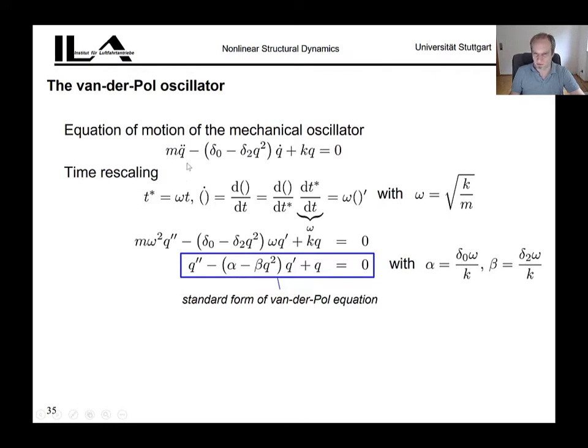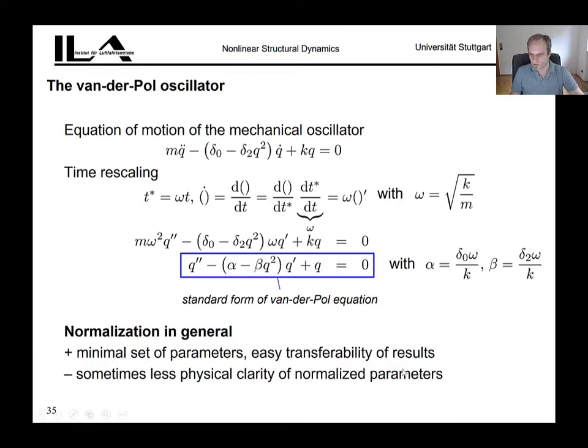Time normalization can here simply be done by using the natural frequency of this underlying conservative linear spring mass oscillator, I should say. And this leads us to this. So this is actually the standard form of the van der Pol equation, and we will also use this later when we do some parameter study on this. But for the following derivation, we will also use this form of the mechanical oscillator equation, because it is somewhat more intuitive.